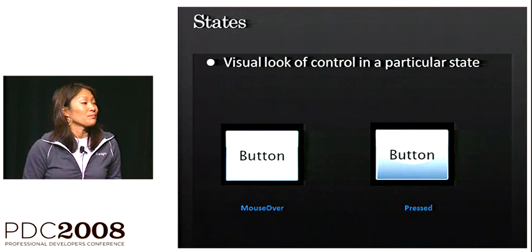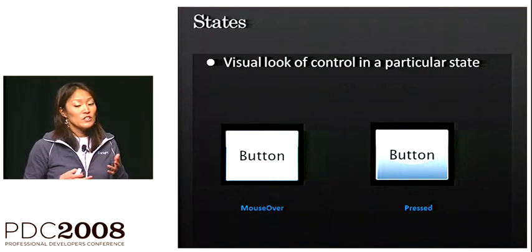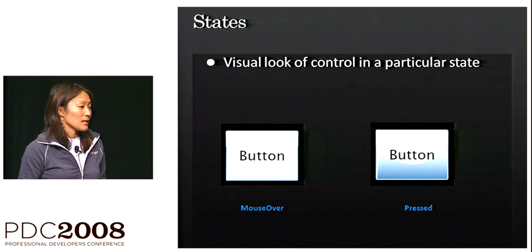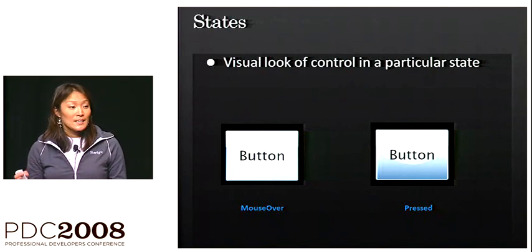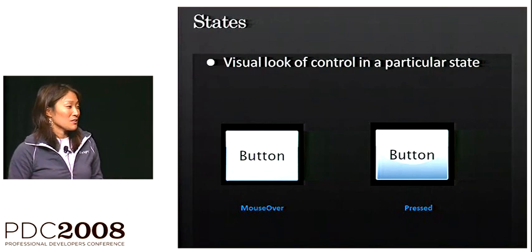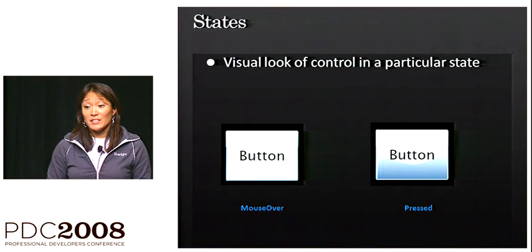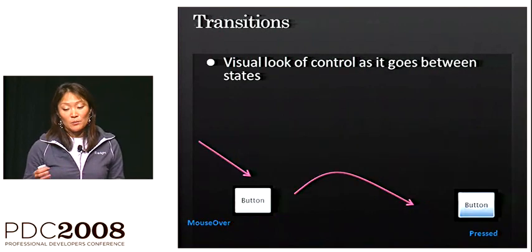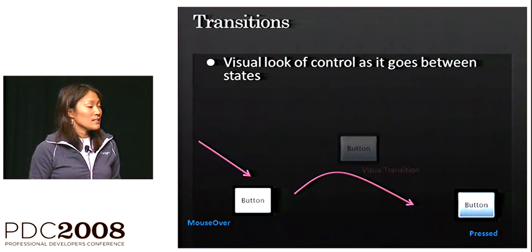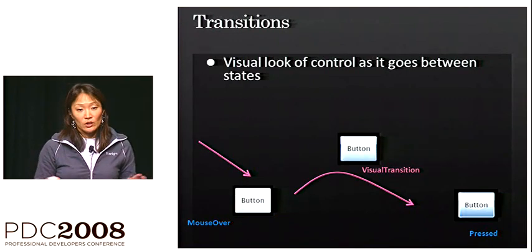So those are parts. We also have states. States, of course, are the way the control visually looks in a particular state. So here we have the mouse over state and the press state. And the press state has a much darker background than the mouse over state. Between states, you have transitions. So here, again, we have the mouse over state and the press state. And the transition is the visual look as it goes between those 2 states. So the animated look between the 2.